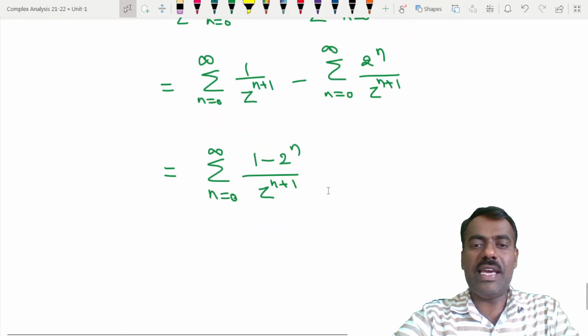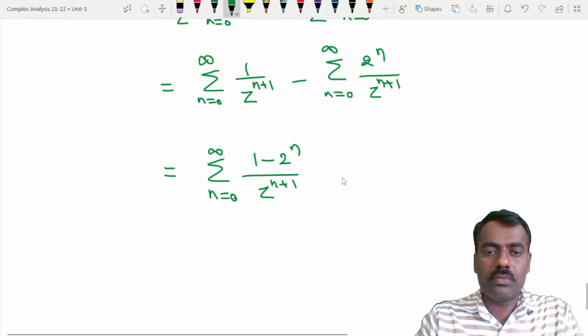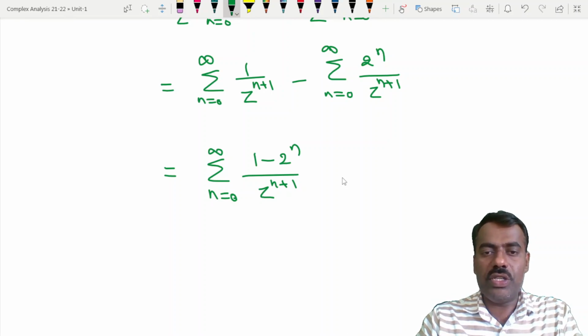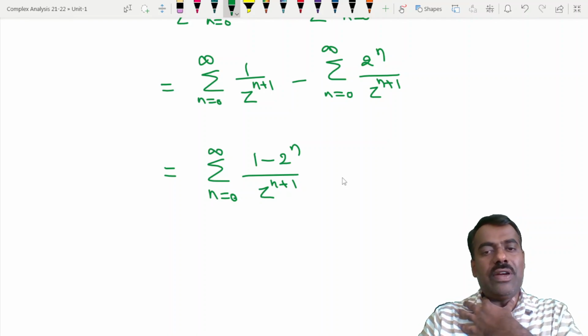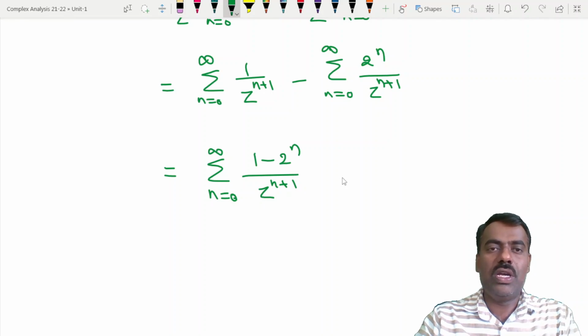So that means here we can see that when n is 0, then this is 1 minus 1, which is 0. So you can start even from 1, there is no problem, because when n is 0, 2 power 0 is 1, and 1 minus 1 is 0. So we can start from 1.